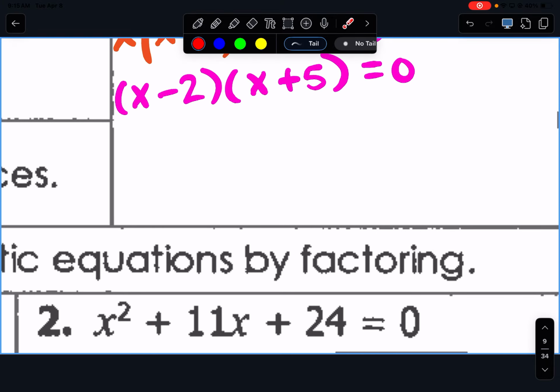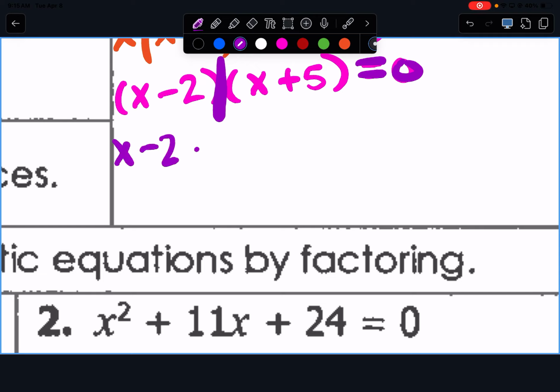So what we do is we look at both of these pieces in relation to them equaling 0, okay? So we're going to say x minus 2 equals 0, and we're going to say x plus 5 equals 0. We're going to do both pieces because either of them could equal 0.